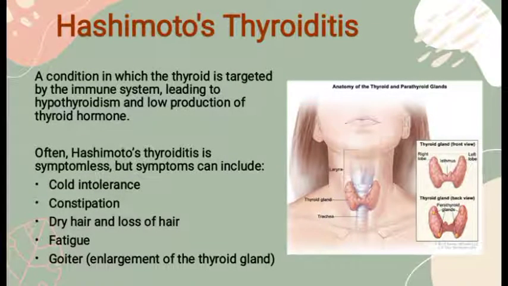Next is Hashimoto's thyroiditis. Hashimoto's thyroiditis, or autoimmune thyroiditis, is a condition in which the thyroid is targeted by the immune system, leading to hypothyroidism and low production of thyroid hormone. Often Hashimoto's thyroiditis is symptomless, but symptoms can include cold intolerance, constipation, dry hair and loss of hair, fatigue, goiter, joint and muscle pain, missed menstrual periods, slowed heart rate, and weight gain.